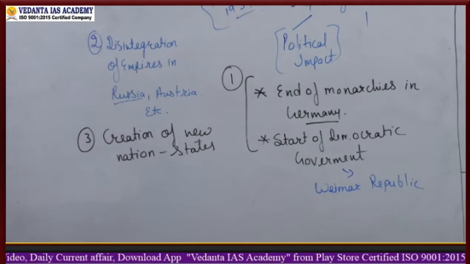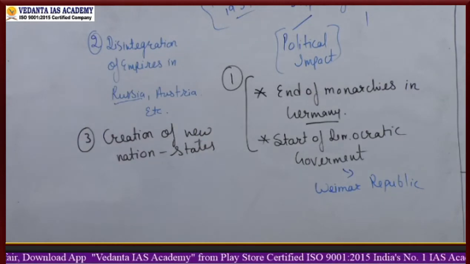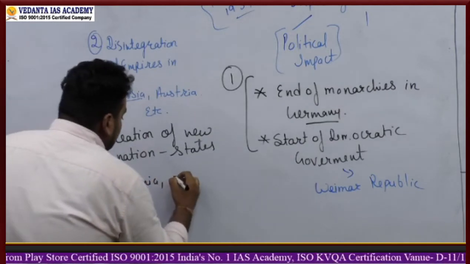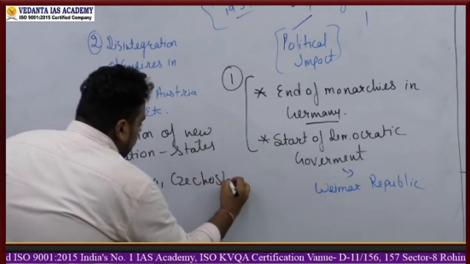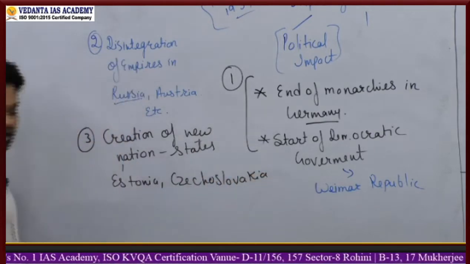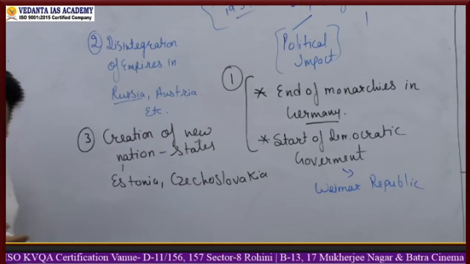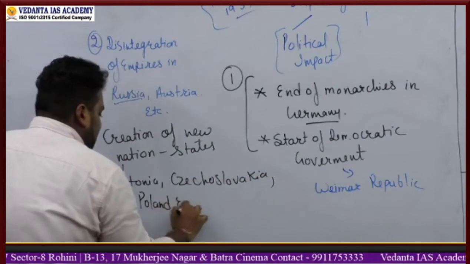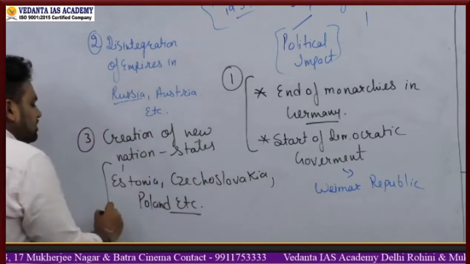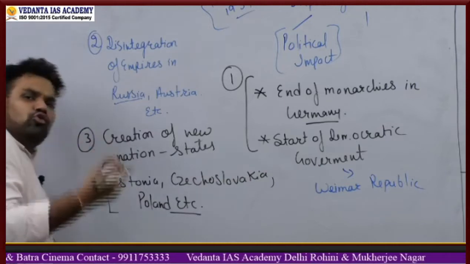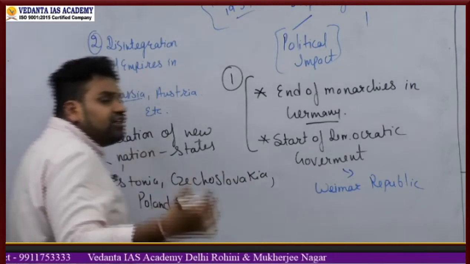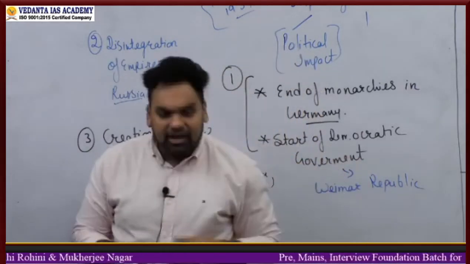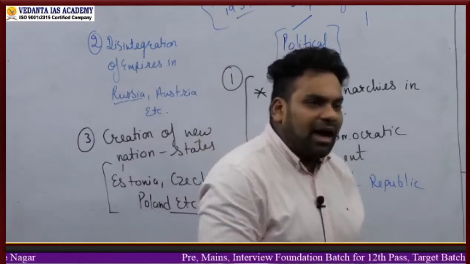So there was a creation of new countries like Estonia, Czechoslovakia, right? Poland, etc. All these countries will be formed. Yugoslavia, in fact, for that matter. There will be creation of new states. अब तुम लोग कहोगे कि new states कैसे बनेंगे? We will discuss this at length in the Paris Peace Conference.